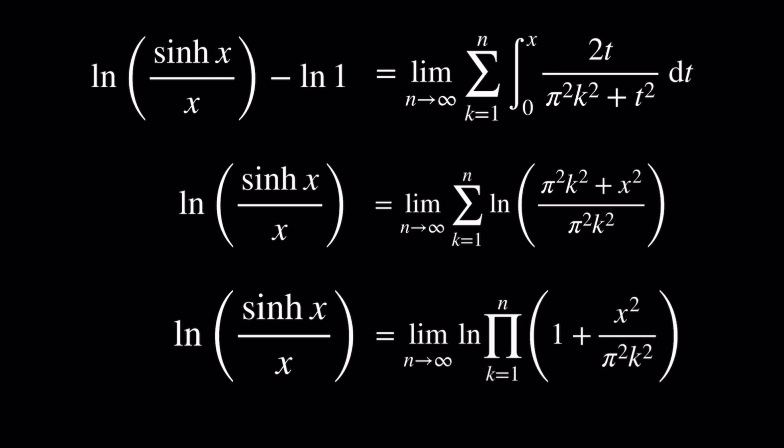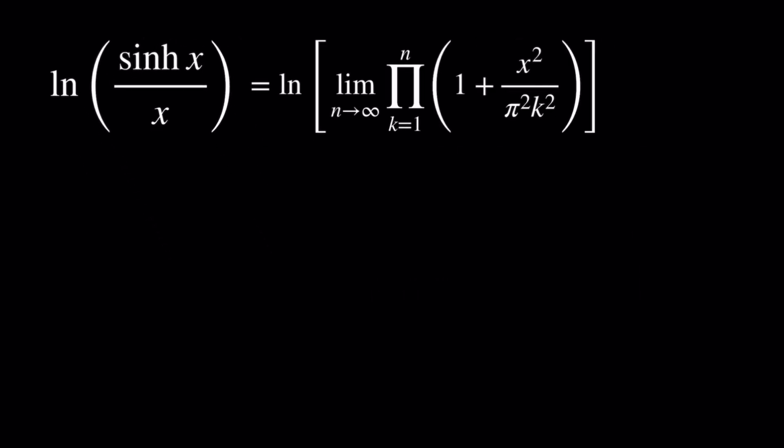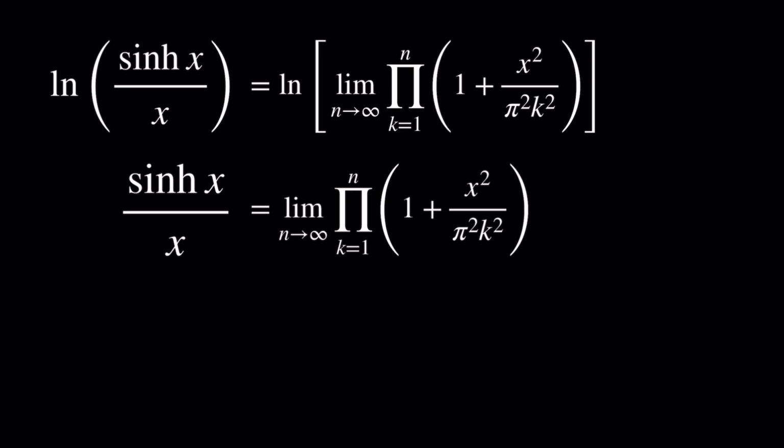And then we use the fact that the logarithm is a continuous function, so the limit can go inside the logarithm. Taking the limit inside, that's what we get. And then we just undo the logarithm on both sides by taking the exponential. So we're going to get hyperbolic sine of x over x is equal to the limit as n goes to infinity of the product as k goes from 1 to n of 1 plus x squared over pi squared times k squared. Now taking the limit, we get the infinite product.